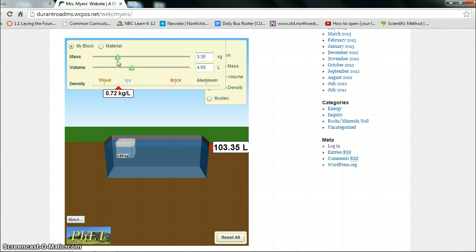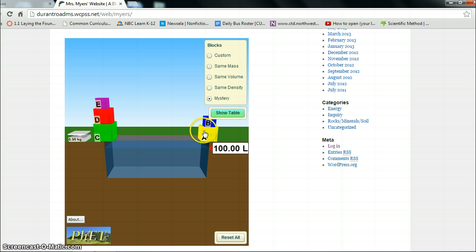So once you get a feel for the program and answer those questions, you're going to click right here where it says Mystery. Okay, and you're going to be given 5 different blocks, A through E. All right, the volume of water starts at 100 liters, and we're going to do water displacement to figure out the volume of these cubes. All right, so let's say you start with block B, you drag it over here and place it on the scale, and you record the mass.